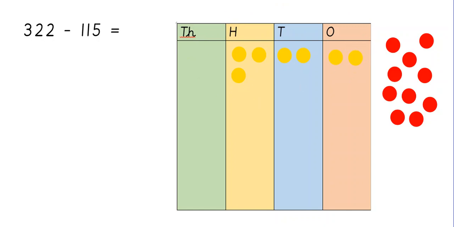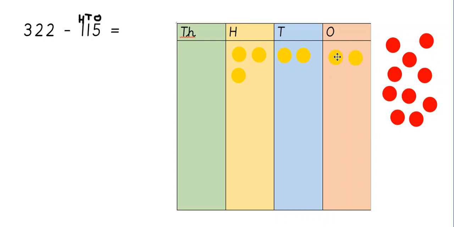So what I would like you to do now, I would like you to draw out this place value. And then I would like you to pause the video and have a go at taking 115 away from 322. Remember, you've got your ones column here, your tens, and then your hundreds. Pause the video now, please, and have a go. Okay then, let's have a look.